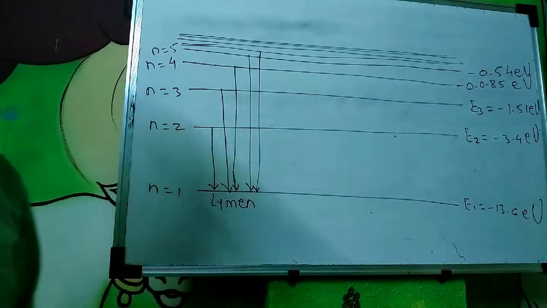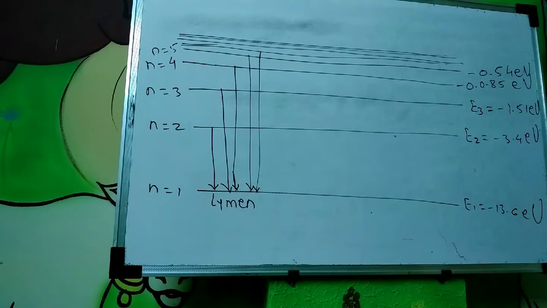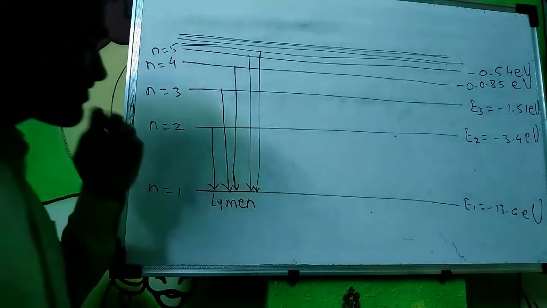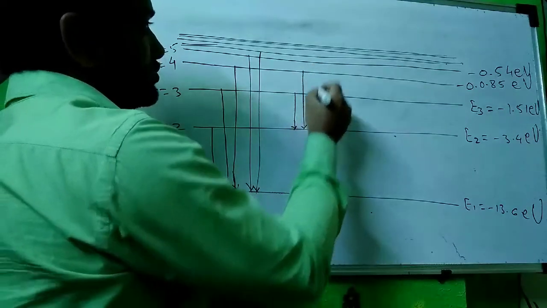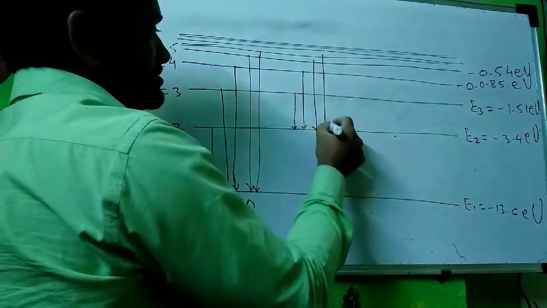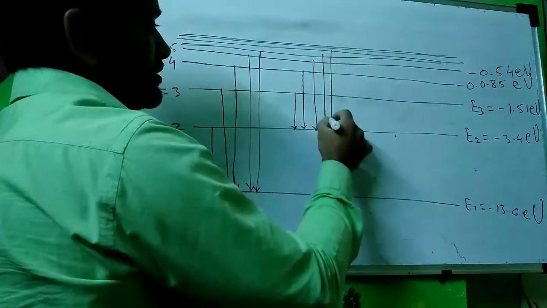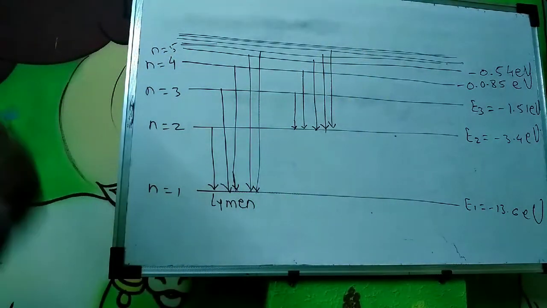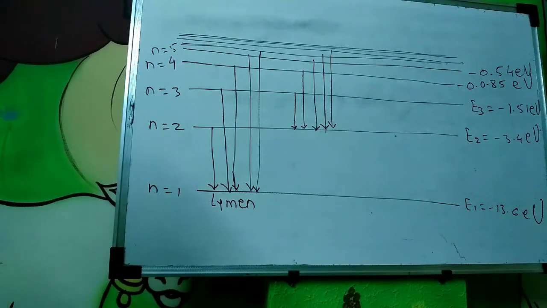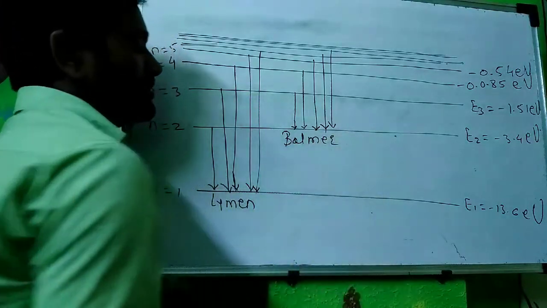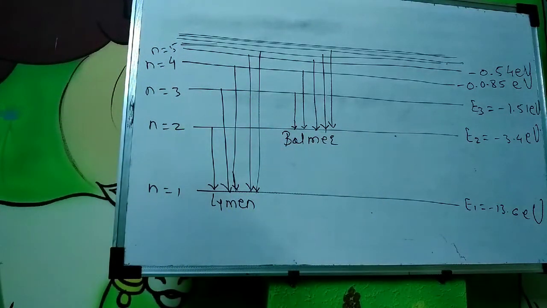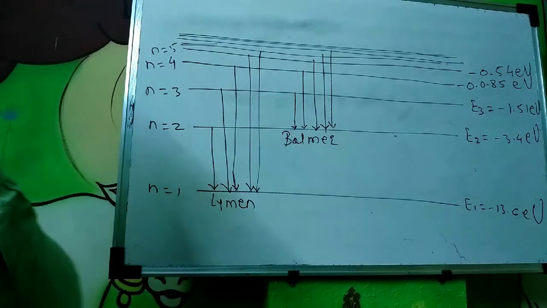Then in the Balmer series, the transition takes place from all higher orbits to the second orbit. So third orbit to the second, fourth orbit to the second, fifth to the second, sixth to the second. In this way the transition takes place from all higher orbits to the second orbit. This is called the second series of the hydrogen, that is the Balmer series. In this case, the radiations are in the visible region.